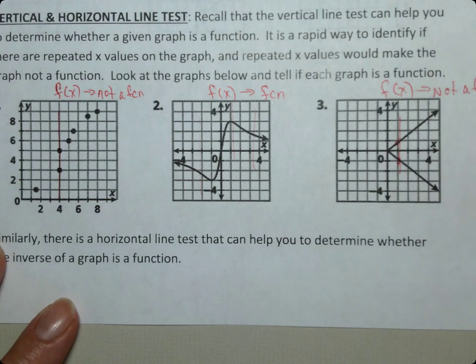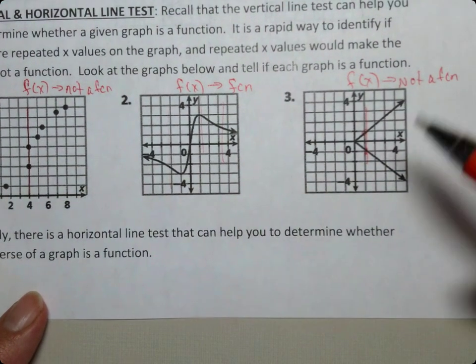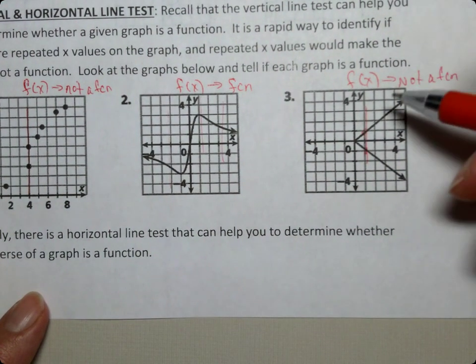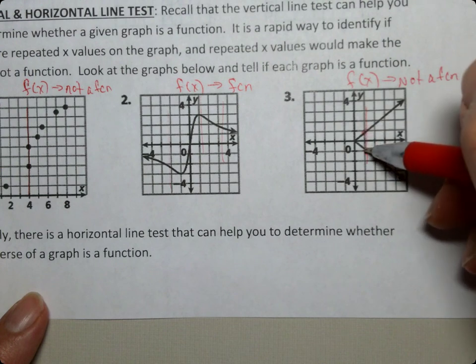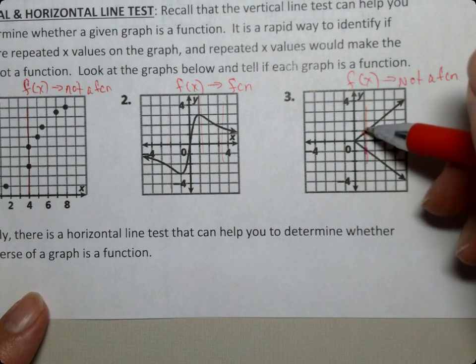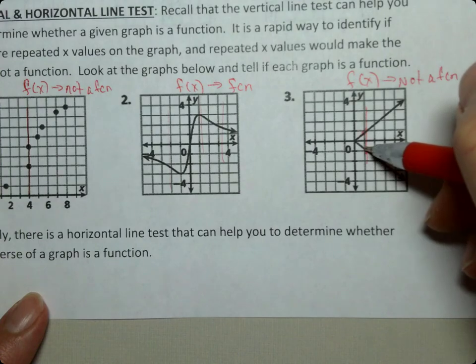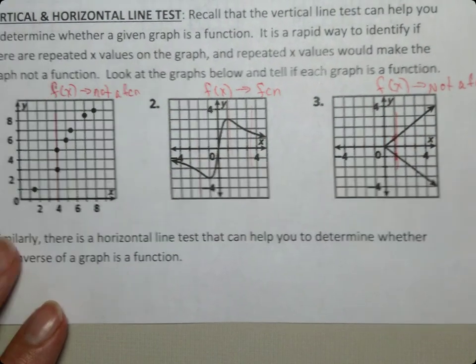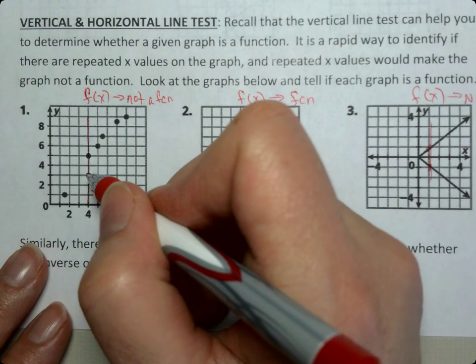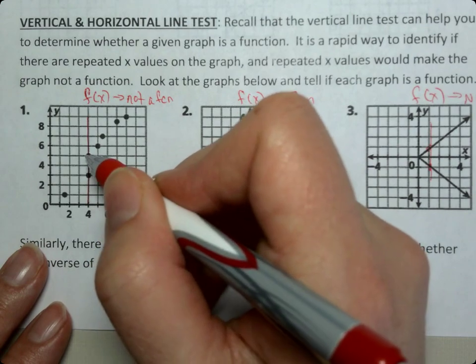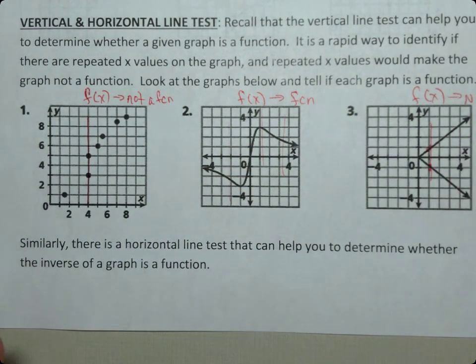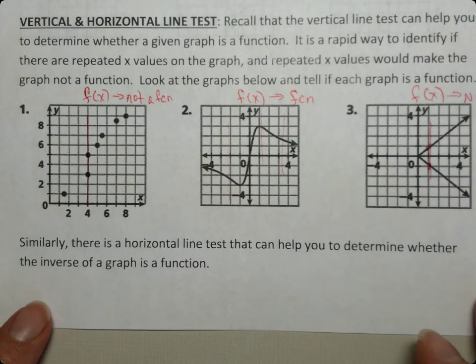So you should be able to tell me function or not a function and justify it with your vertical line test. Remember, this vertical line at x equals 1 has a point at 1 and a point at -1. So that x has more than 1 point. Same thing here. We have a point at (4, 3) and (4, 5). Now, tell me if its inverse is a function.